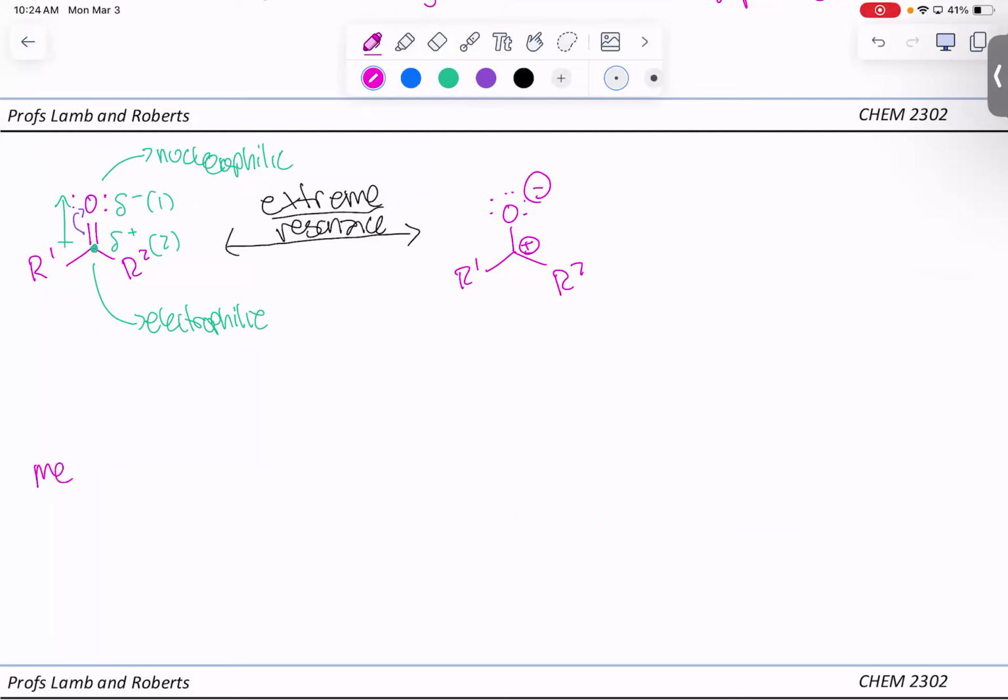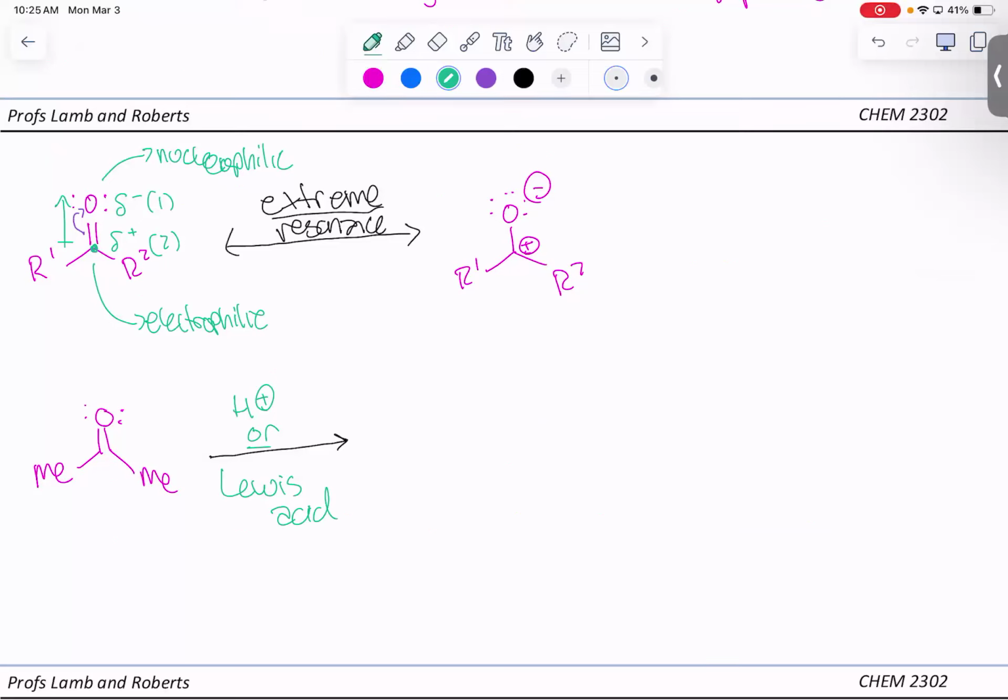So let's go ahead and see the strategy that we use. We can take something like acetone, and what we can do is protonate it. We can either add H+ to activate it, or we could add a Lewis acid. H+ is a Bronsted acid. We could also use a Lewis acid.